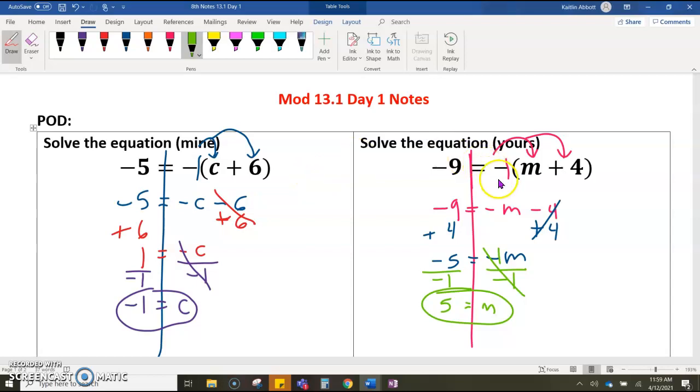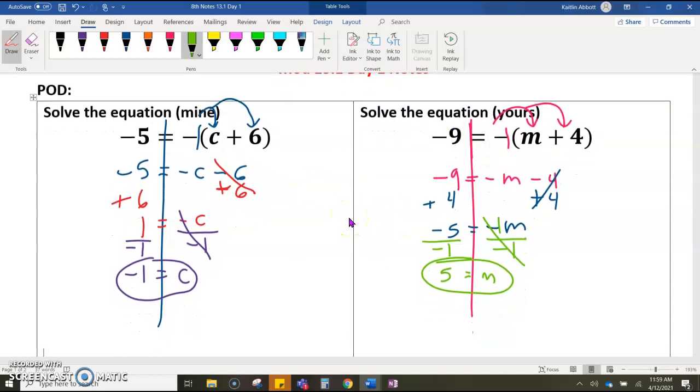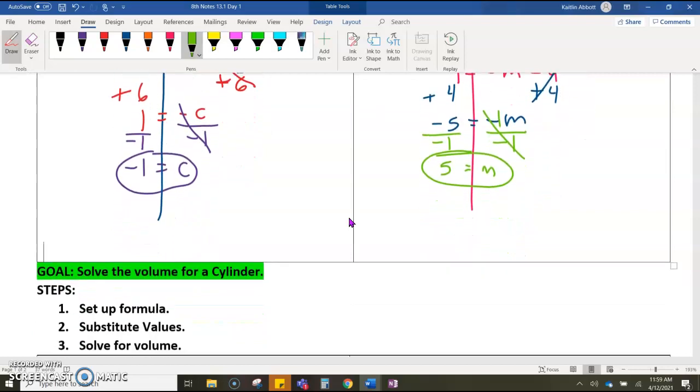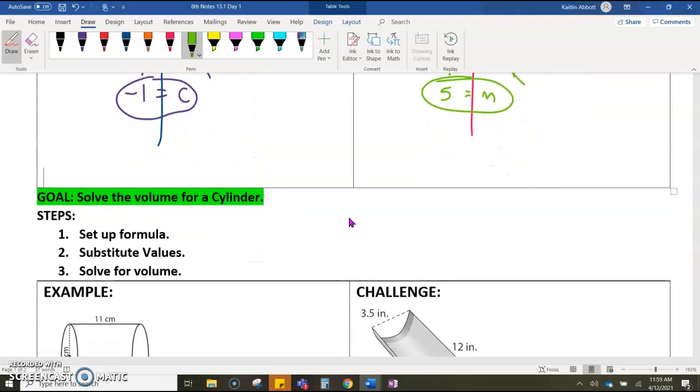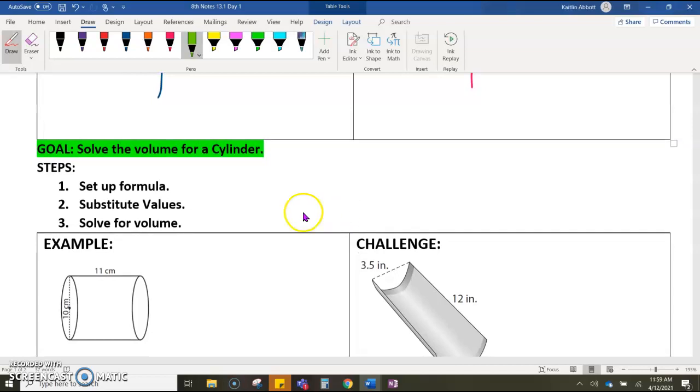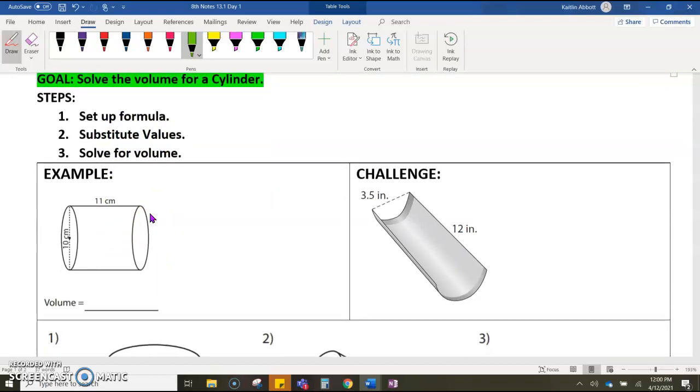All right, hopefully these are getting somewhat easier and familiar for you. We are moving on to what is probably my favorite part of geometry. We are moving on to volume. We are going to be doing volume of a cylinder this week. In the following weeks, you're going to be doing volume of cones and volume of spheres. These are my favorite because you are given an equation.